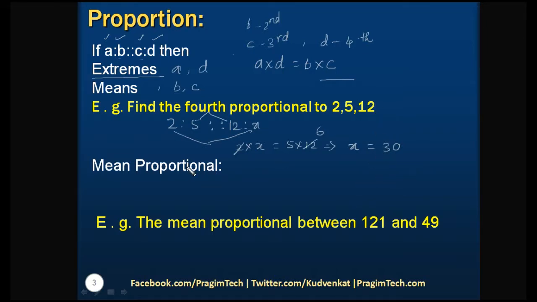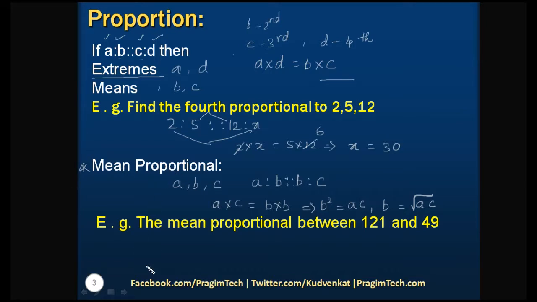Now let's look into one more type, that is called mean proportional. Say we have three quantities A, B, C, and these three are in proportion, which we will represent as A is to B is the same as B is to C, right? According to this, we can write the product of extremes, that is A into C, is equal to B into B, which implies B square is equal to AC, or we can write it as B is equal to square root of AC. This is very useful in order to find the mean proportional between given quantities.